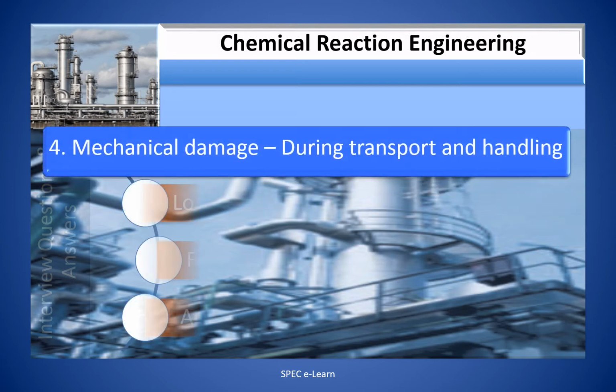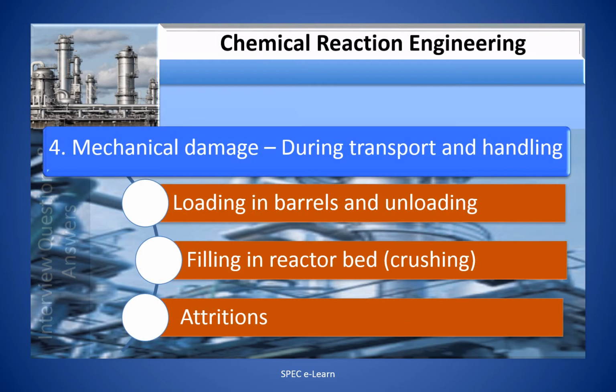Mechanical damage. Mechanical damage occurs during transportation and handling. It includes loading in barrels and unloading, and filling in the reactor bed, due to which damage can occur by crushing and attrition.